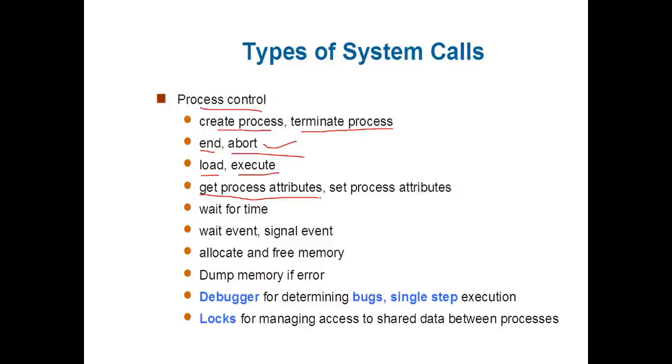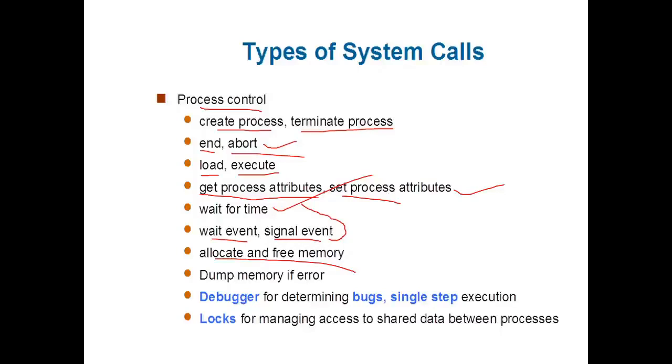Get process attributes or set process attributes: to get the information about the process, these system calls are called. Then wait for time, wait event or signal event. These are the different system calls for making the process wait or for waiting on an event.